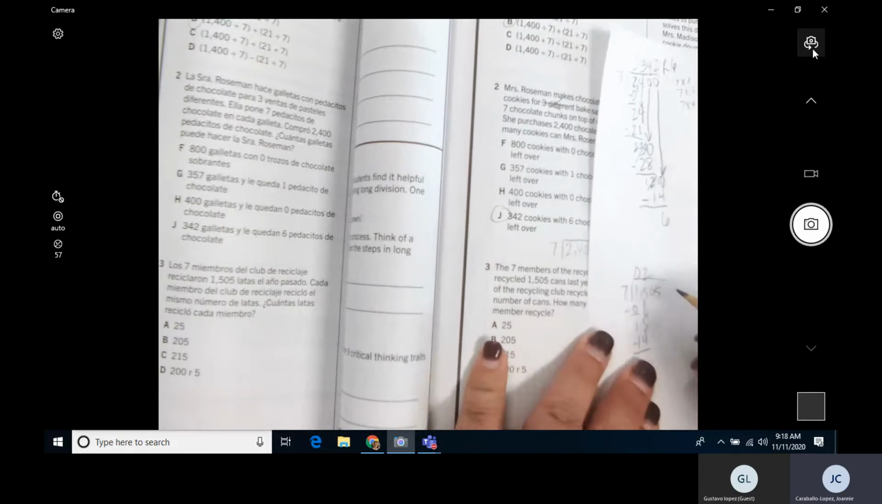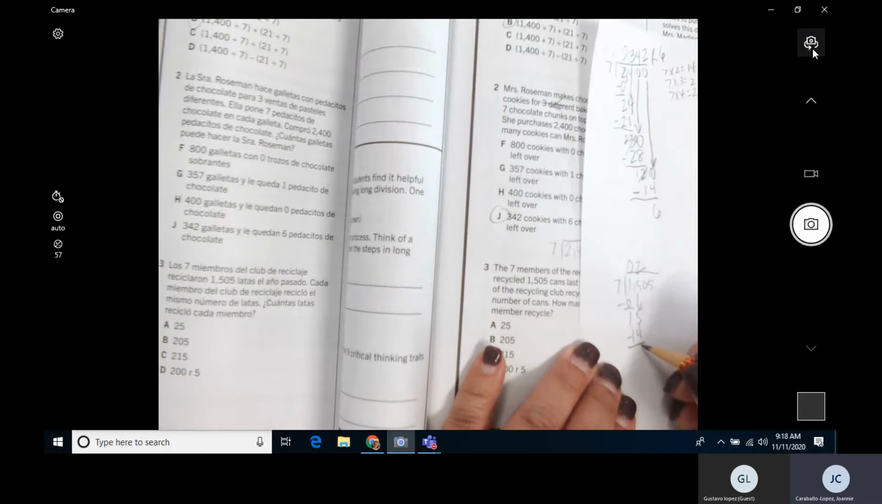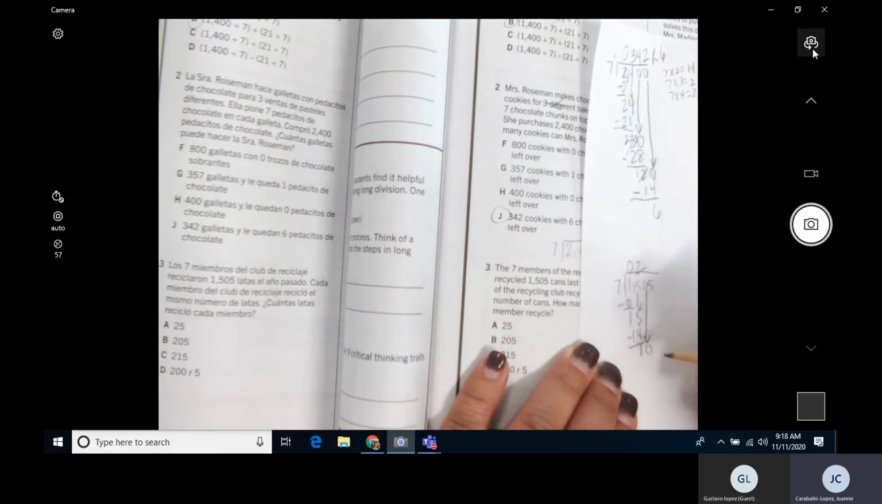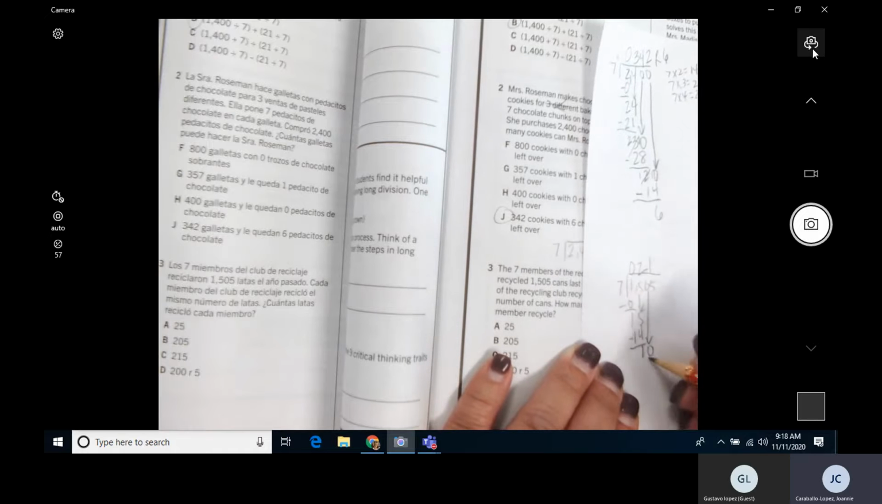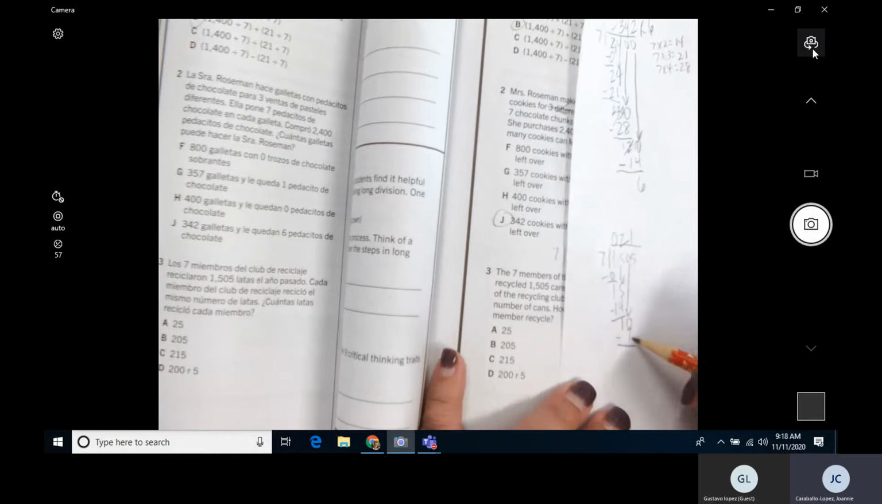I'm going to subtract again. And 5 minus 4 is 1. Bring down your 0. 7 times what number will give me a multiple close to 10, but not greater than 10? 1. So I do 7 times 1 is 7, right? Okay, so can I subtract 0 minus 7?